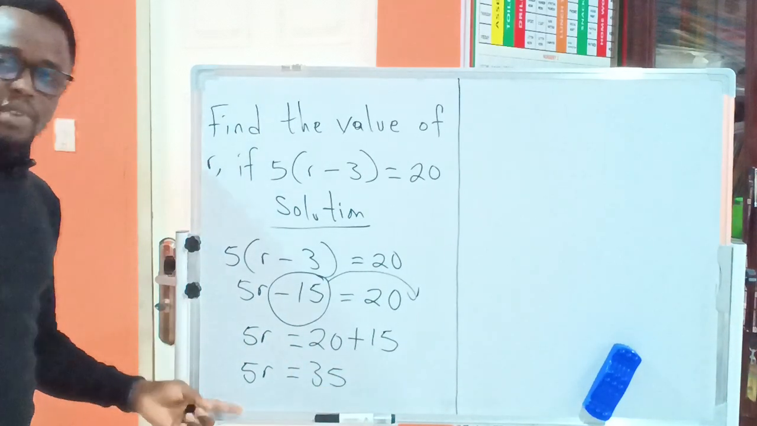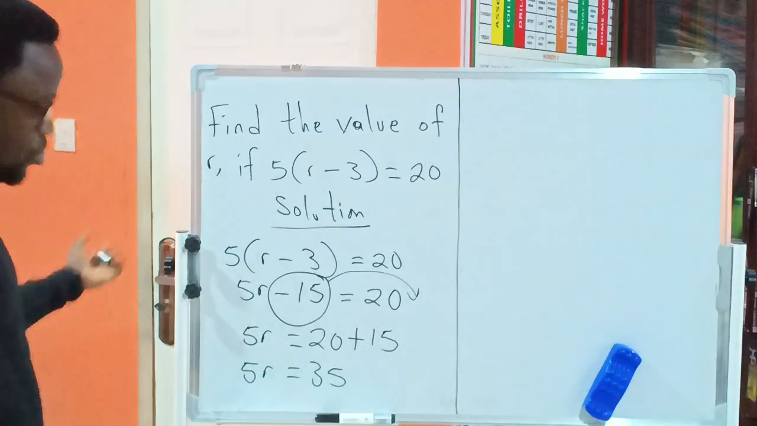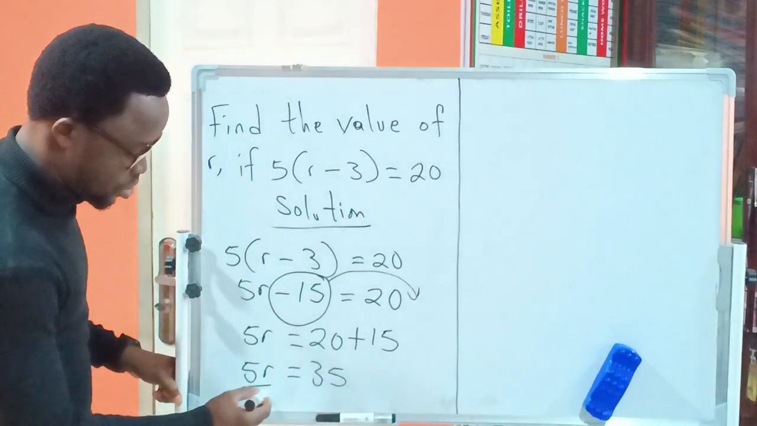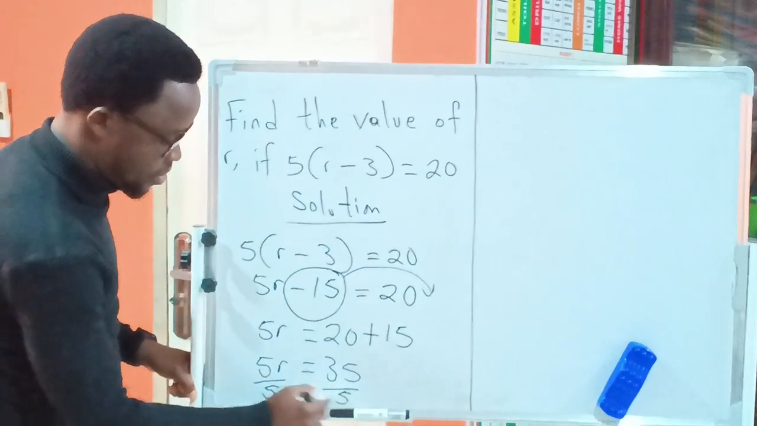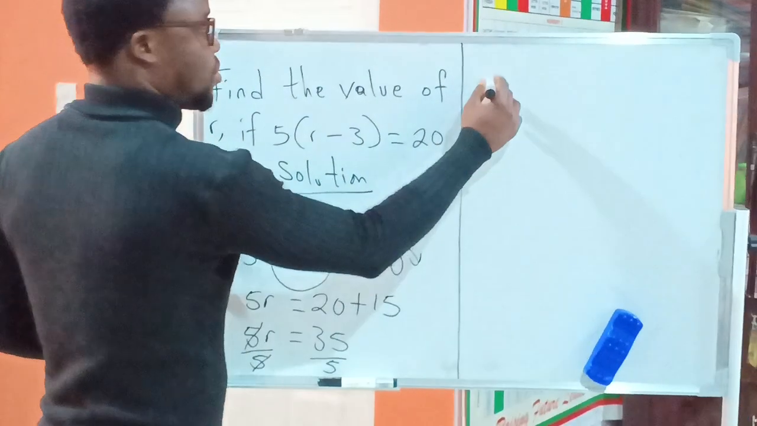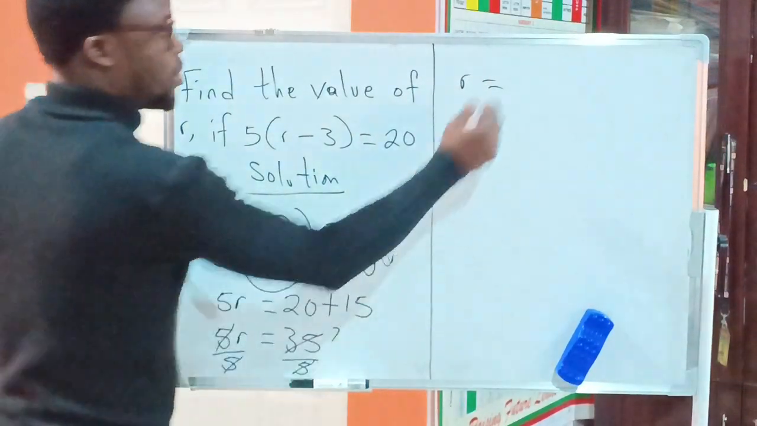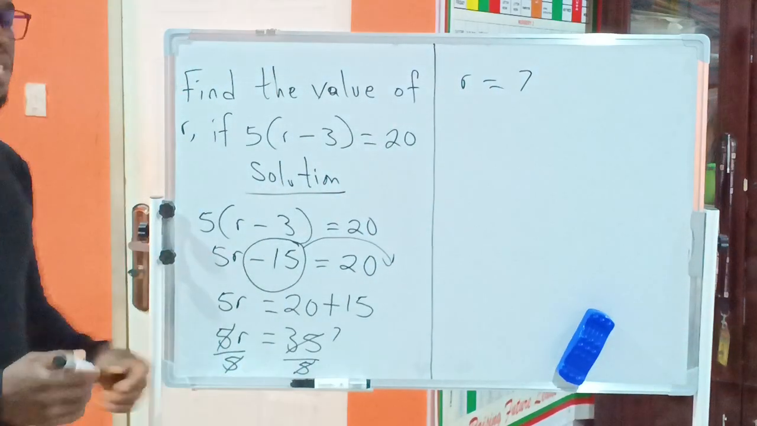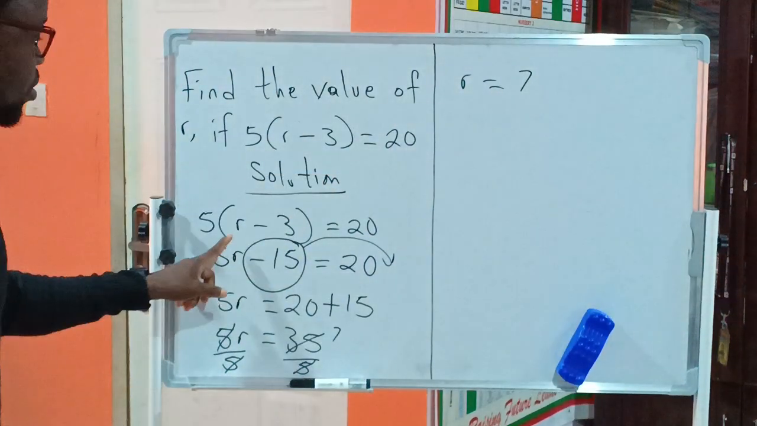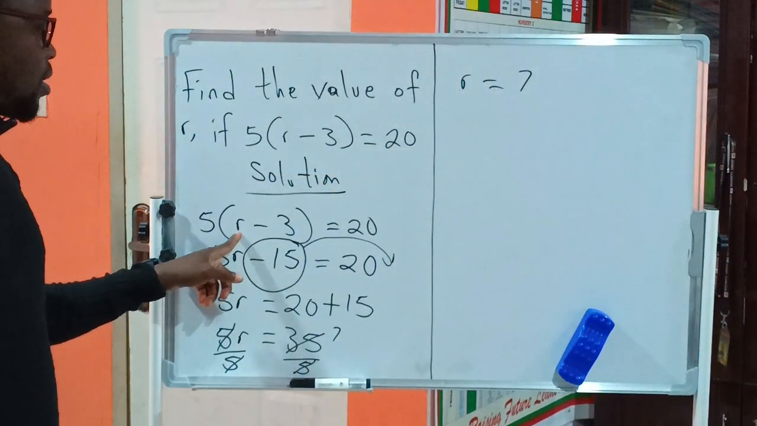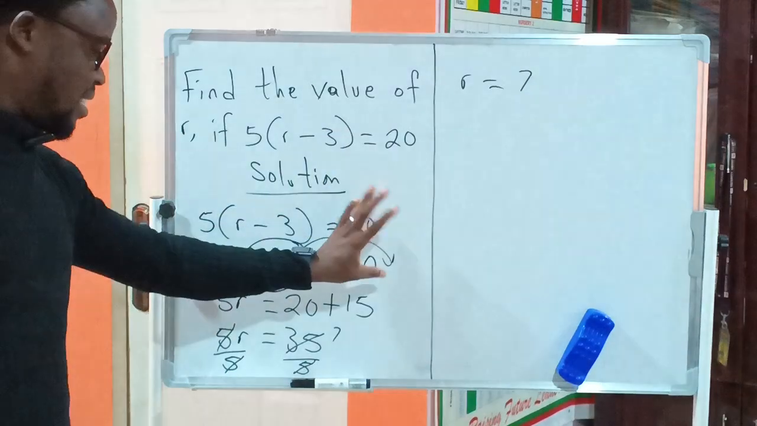So what does this mean? 5 times R will give us 35. To do that, you can just divide both sides by 5. 5 goes into 5. So letter R is what? 5 into 35 is 7. So letter R is 7. Whenever you substitute 7 here as R, we are going to get exactly 20.